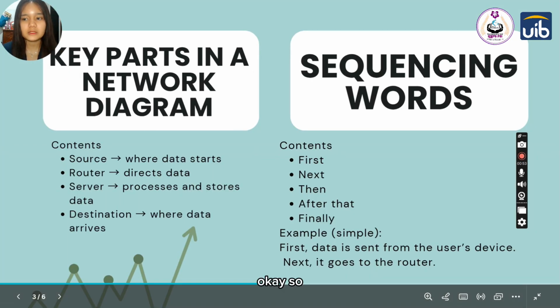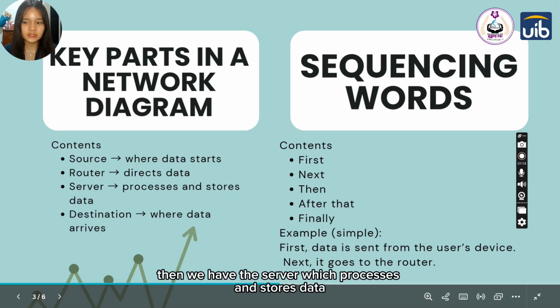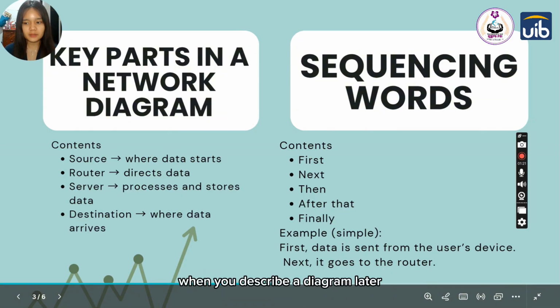Okay, so we look at the main parts that usually appear in a network diagram. First, we have the source. This is where the data usually starts, for example, a user's device. Next, there is a router, which directs data to the correct path. Then we have the server, which processes and stores data. Finally, the destination is where the data arrives. When you describe a diagram later, try to mention these parts in order.